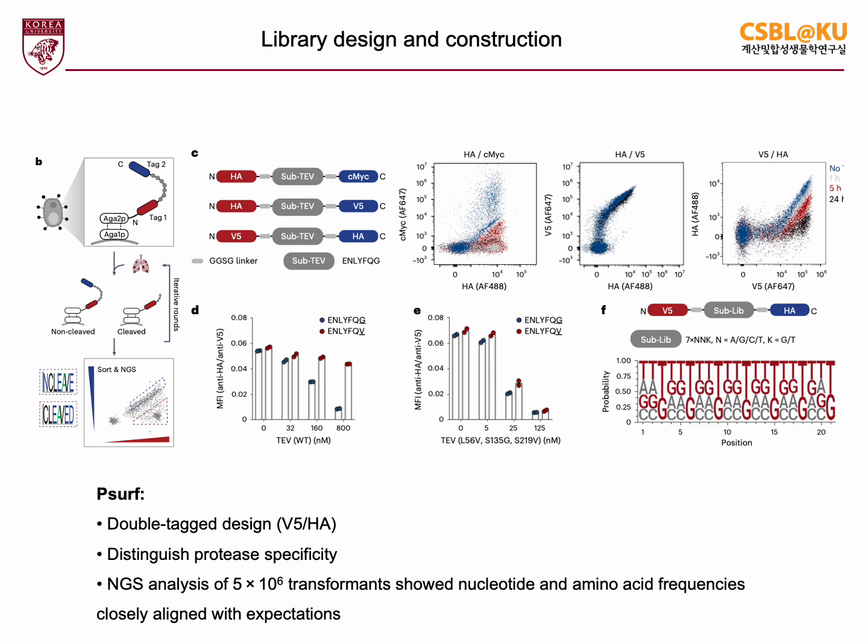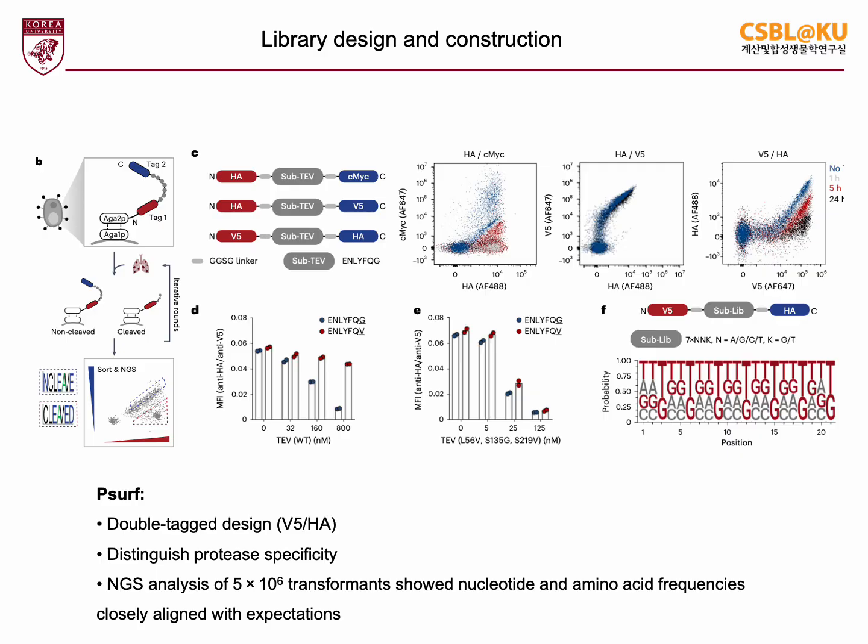The authors established how the PSURF library was built and validated before applying it to biological samples. They designed a yeast surface display system where each peptide is flanked by two epitope tags, V5 and HA, so when a protease cuts the displayed substrate, one tag is removed and the cleavage can be quantified by flow cytometry and sorting. To optimize this format, they tested several tag orientations using a TEV protease substrate and found that the V5-HA design gave the cleanest display and clearest cleavage-dependent signal change.